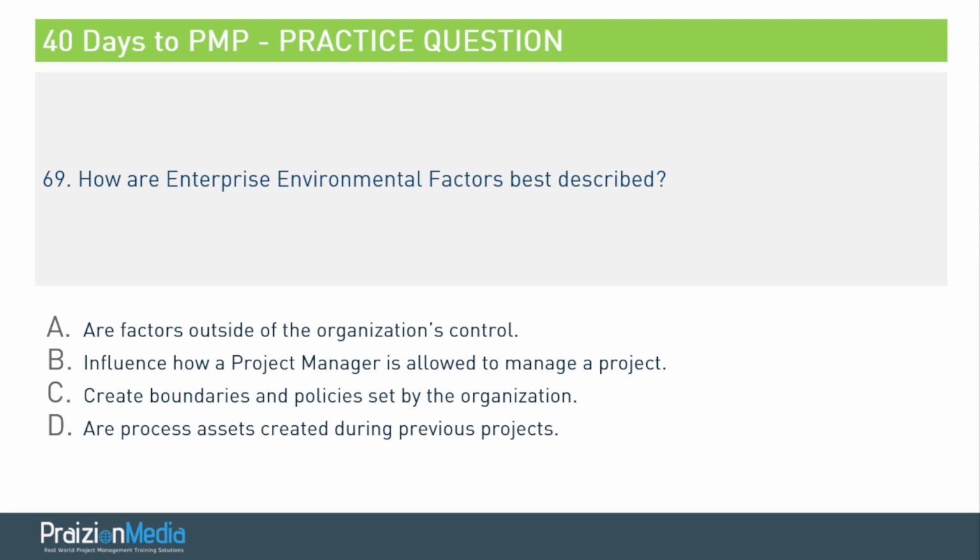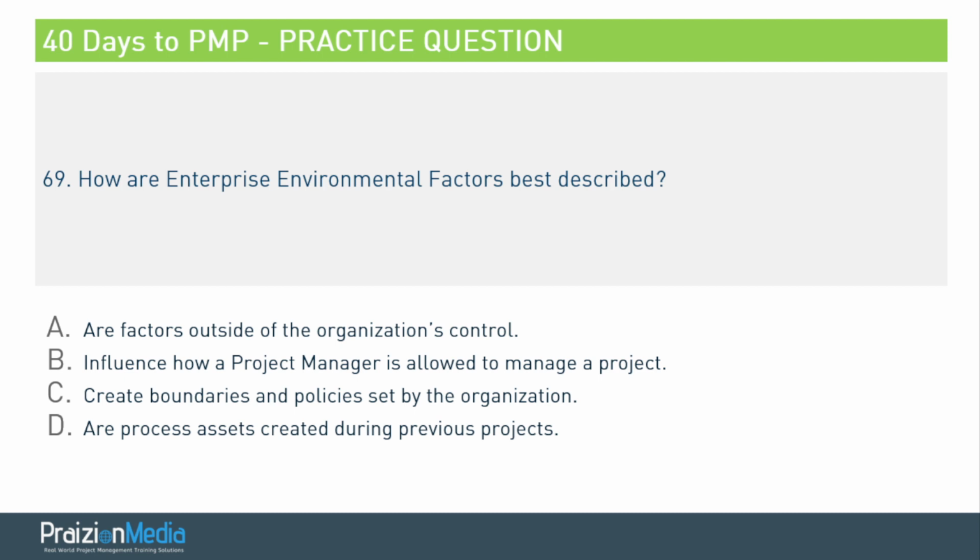If you look at option C, create boundaries and policies set by the organization, that relegates that to OPAs. And D, process assets, no, that's OPAs, right? So if you really look at it, the word allowed kind of talks about what is within your control. EEFs, a lot of times, they're outside of your control. That's why they're factors that influence.